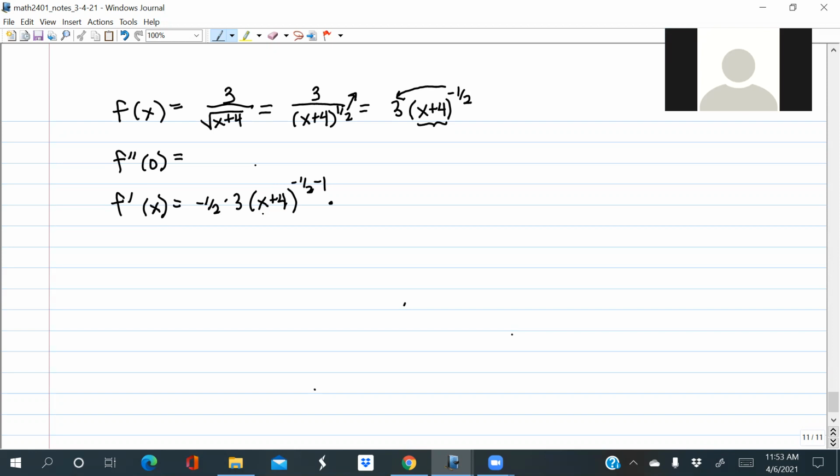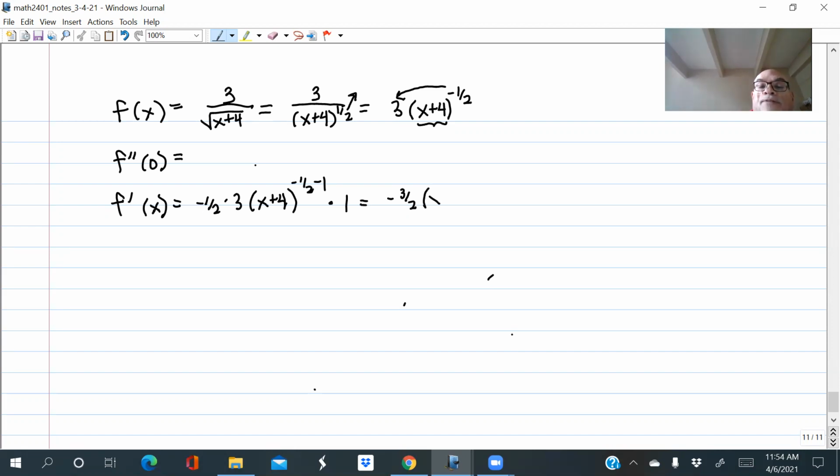So when you differentiate this expression, it's just 1, right? So that turns out to be kind of meaningless. You just multiply by 1, but you can just ignore it. So we now have here minus 3/2, because minus 1/2 times 3 is minus 3/2, and then x plus 4 to the minus 1/2 minus 1 is minus 3/2. So we get the minus 3/2 in two places. That's the first derivative, which we don't really care that much about. We only need it because we need the second derivative.